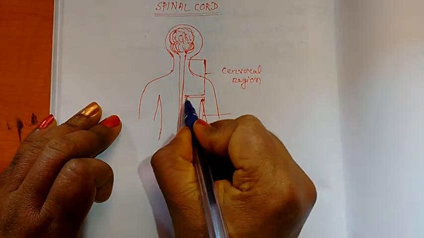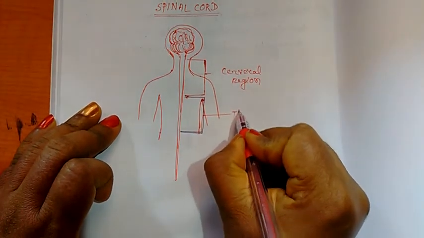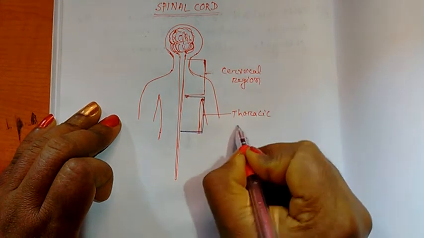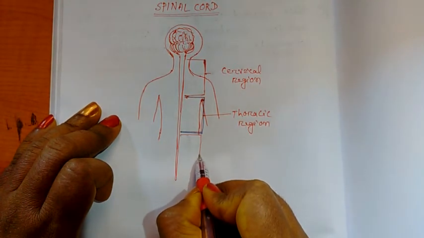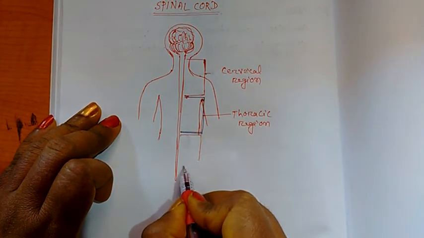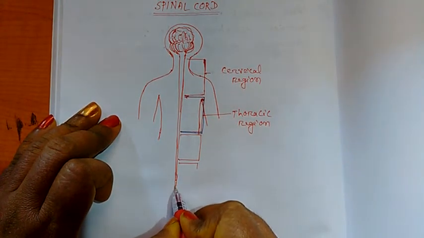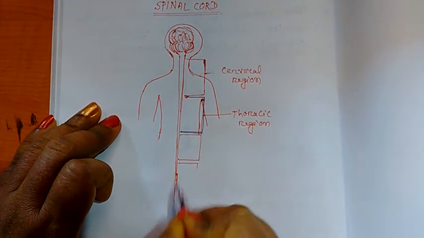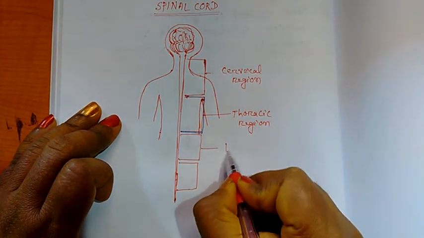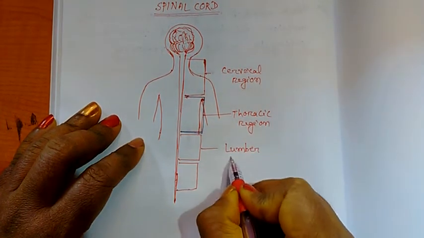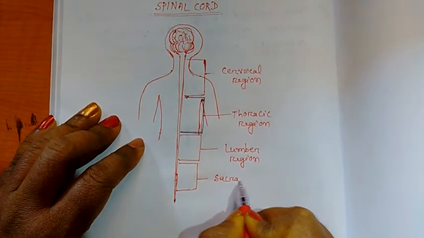In the blue pen I am showing this. This is the thoracic region. Thoracic region of the spinal cord. Next, this is lumbar. Next, I'm extending it more. This is sacral. This is the lumbar region. This is the sacral region.